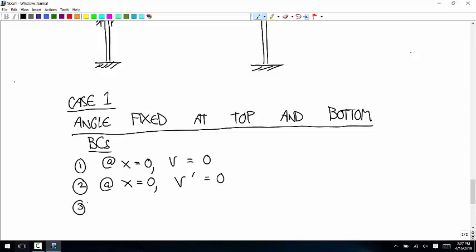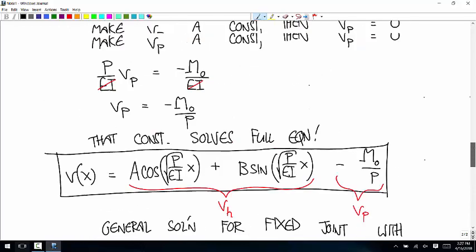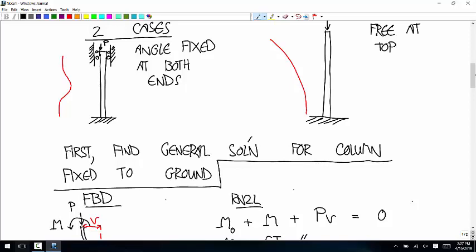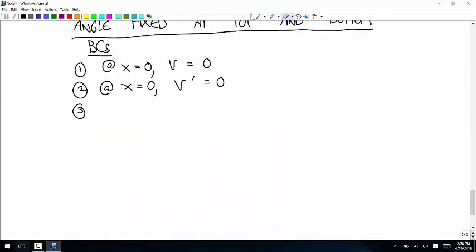And then the third one is, because this is symmetric, we know that exactly halfway along the beam, the slope of that beam, v prime, has to be equal to 0. So here's to visualize it. There's a symmetry along this line, and that means that the slope v prime right at that point has to be 0. There can be a deflection, but the slope has to be 0. Okay, that's required for that symmetry. So that last restriction says at x equals L over 2, v prime is equal to 0.